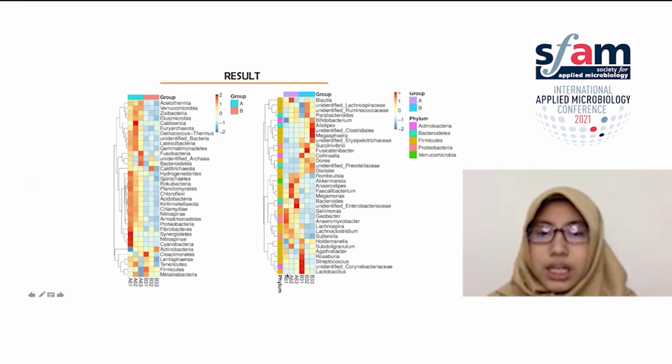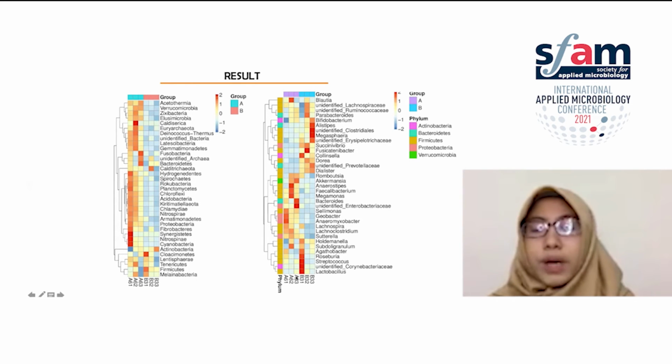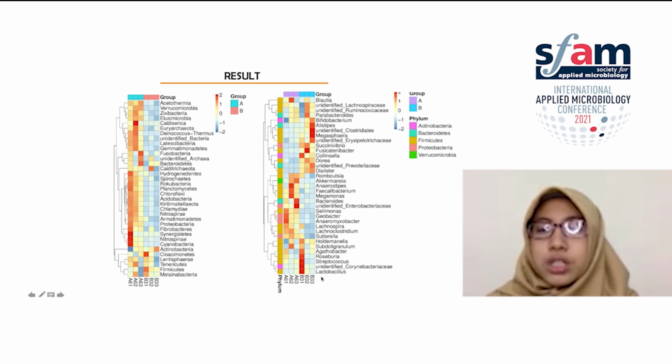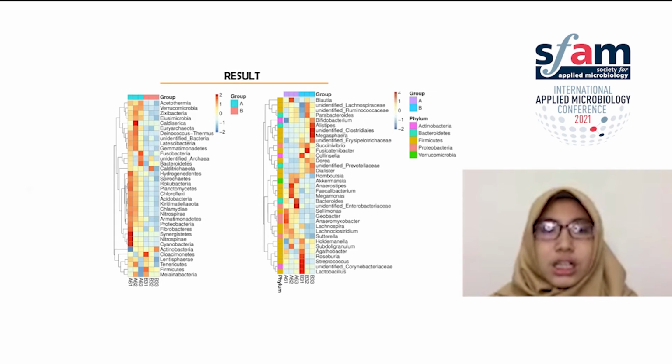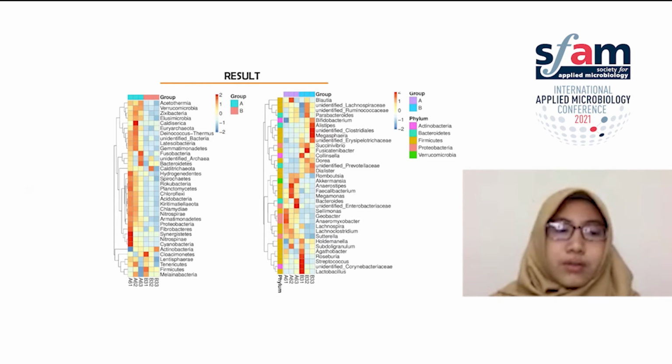Lactobacillus in group A is constantly increasing after the intervention of glucomannan porang, while in the placebo group, the relative abundance of Lactobacillus is decreasing from red to blue. So from this result, we can see that there is a different result between the placebo and the glucomannan porang group, between samples with and without the intervention of glucomannan porang.